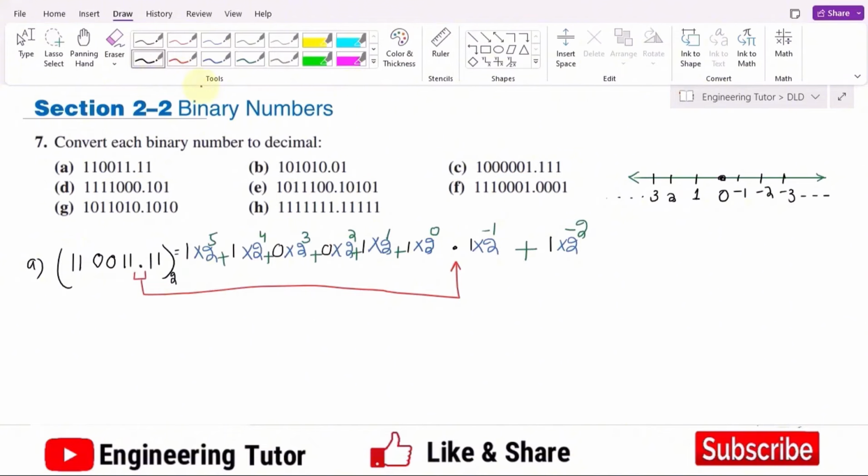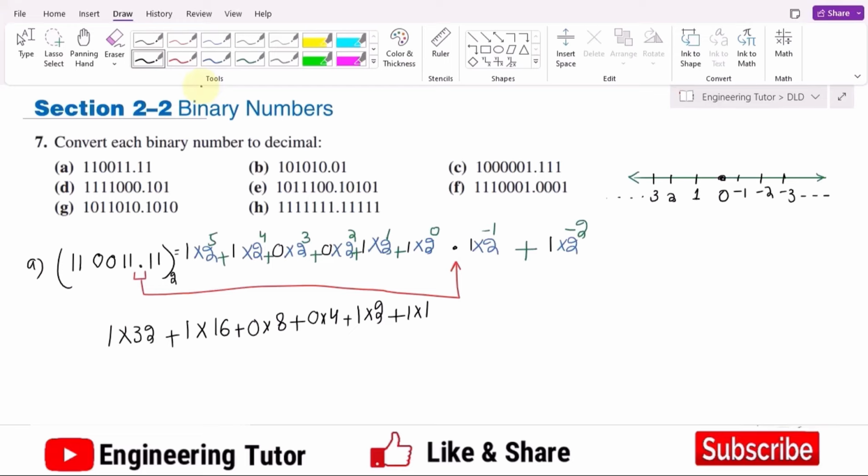Simplifying them, this will be 1 into 2 raised to power 0, which is 1. Similarly 2 multiplied by 1, 0 multiplied by 4, this is 8 and 8 multiplied by 0. Similarly this is 16, 16 multiplied by 1, and this is 32 multiplied by 1.